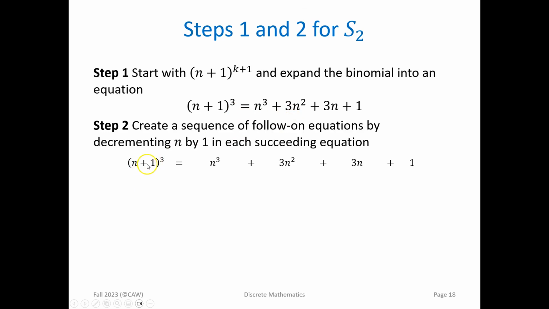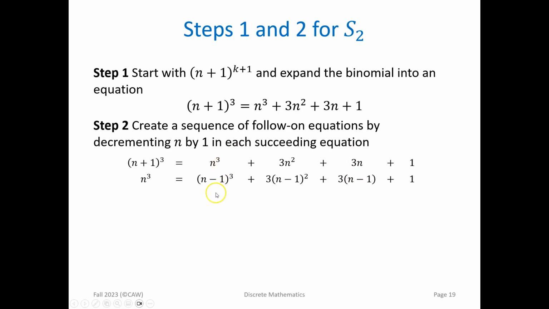Now we're going to create the sequence of follow-on equations. We'll decrement n by 1 in all the succeeding equations until we get down to 2 cubed in the left column. So here's our starting point with the n plus 1 cubed. Subtracting 1 from n plus 1, we have n. Subtracting 1 from n, we have n minus 1. So you can see what we have is n cubed is equal to n minus 1 cubed plus 3 times n minus 1 squared plus 3 times n minus 1 plus 1. It should be pretty clear what I'm doing after, see, this is the second example.